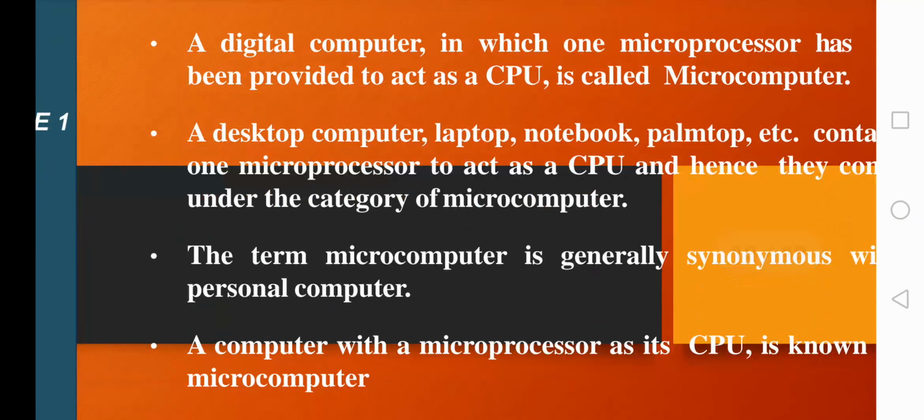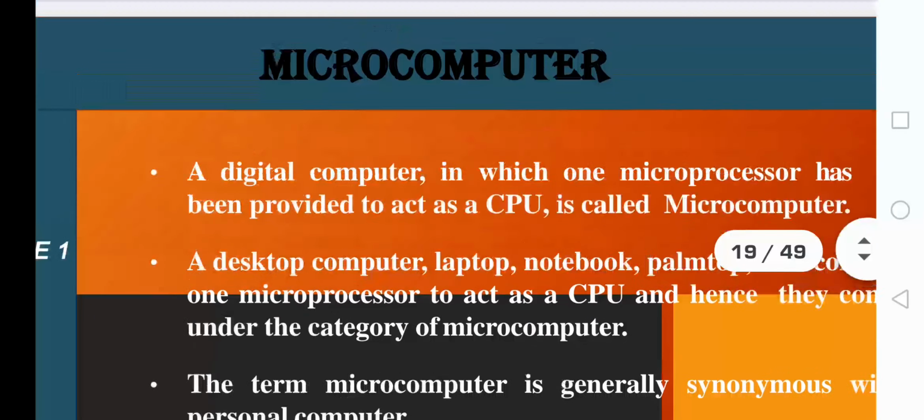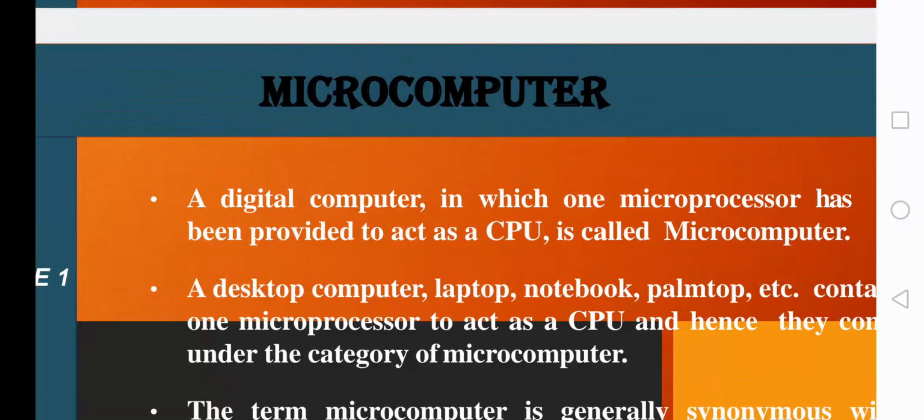It is a general synonym for personal computer. That means the microcomputer is almost similar to a personal computer itself. So hope you have understood what a microcomputer is. A microcomputer is a digital computer having a single microprocessor which acts as the CPU, and that particular microprocessor alone is going to do the entire task.